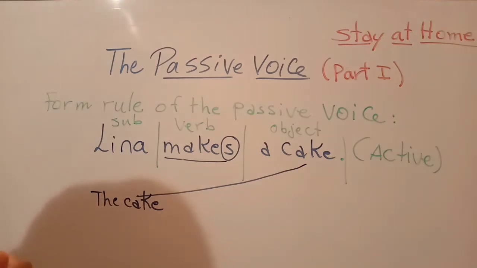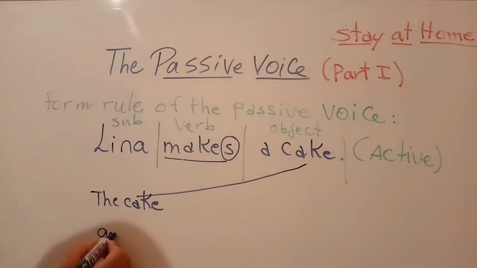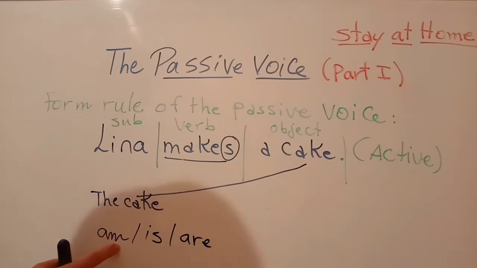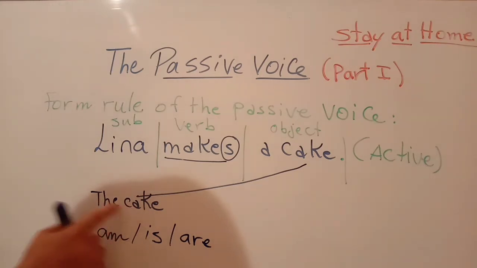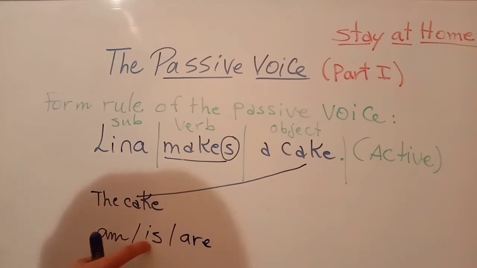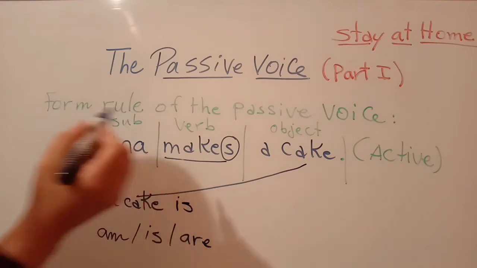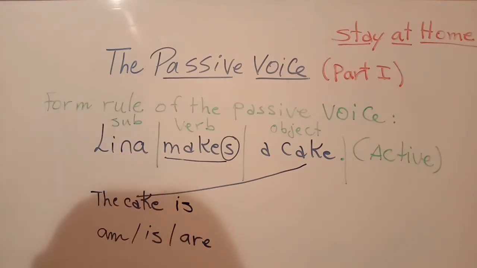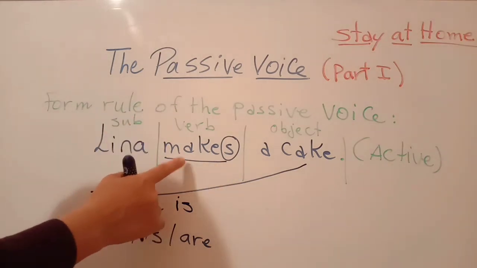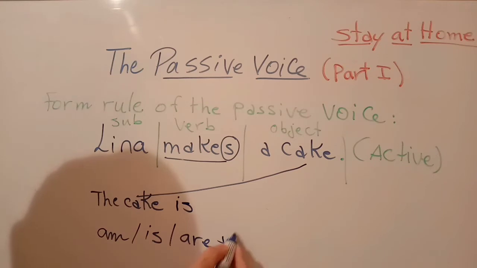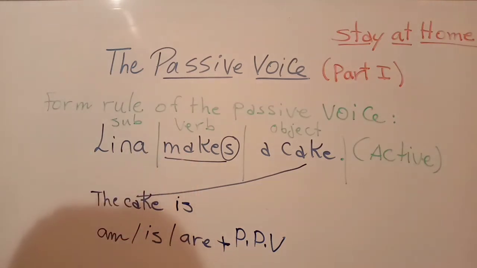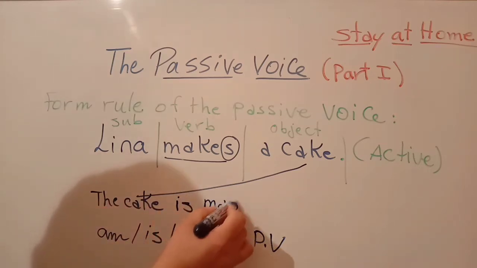So the present simple of to be is am, is, and are. So the form of the verb depends on the subject. So here the cake, what are we going to use? So of course, is. Okay, so the cake is. Then we go back to the verb, the active verb. We need the past participle of the verb. What is the past participle of the verb to make? It's made, of course. The cake is made.